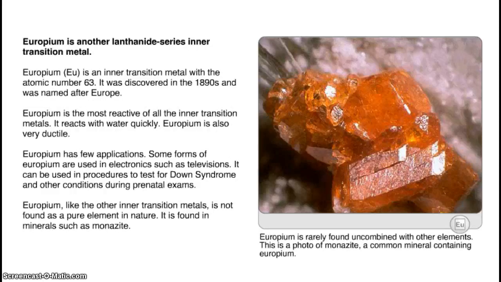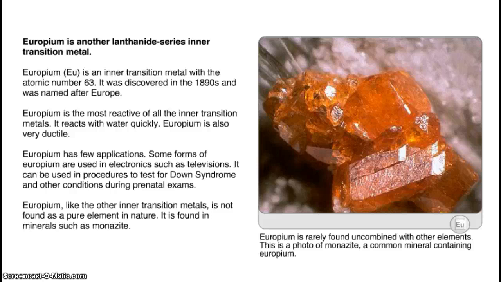Europium is another lanthanide series inner transition metal. Europium, Eu, is an inner transition metal with the atomic number 63. It was discovered in the 1890s and named after Europe. Europium is the most reactive of all the inner transition metals. It reacts with water quickly. Europium is also very ductile. Europium has few applications. Some forms of europium are used in electronics, such as televisions. It can be used in procedures to test for Down syndrome and other conditions during prenatal exams.